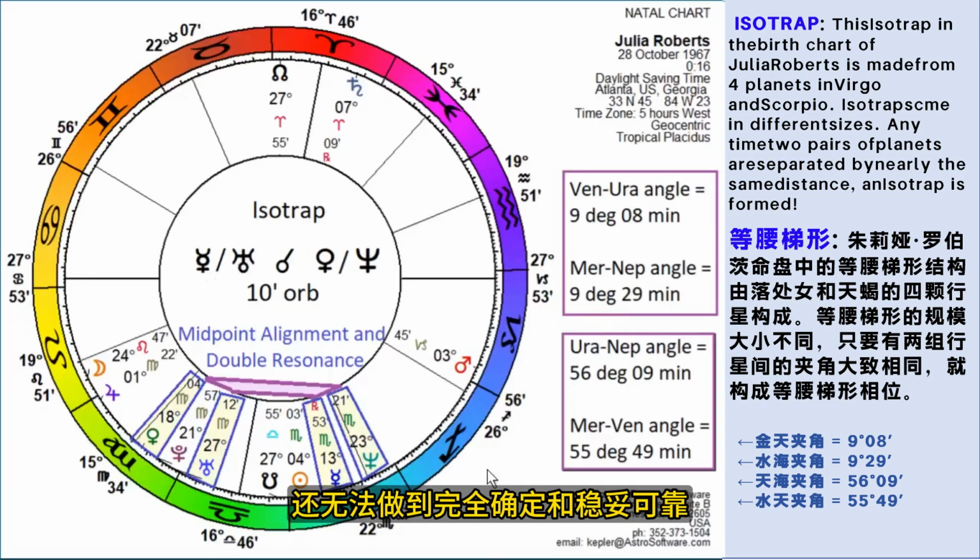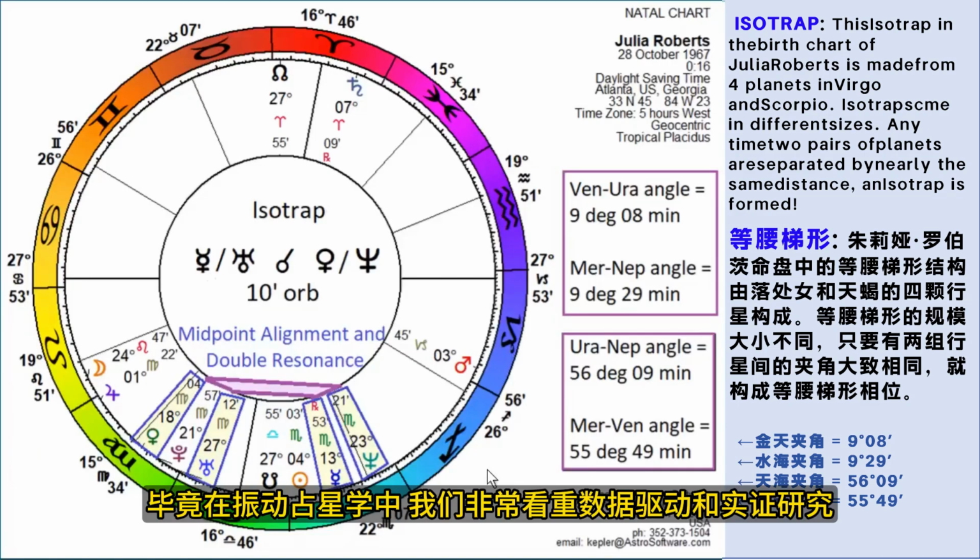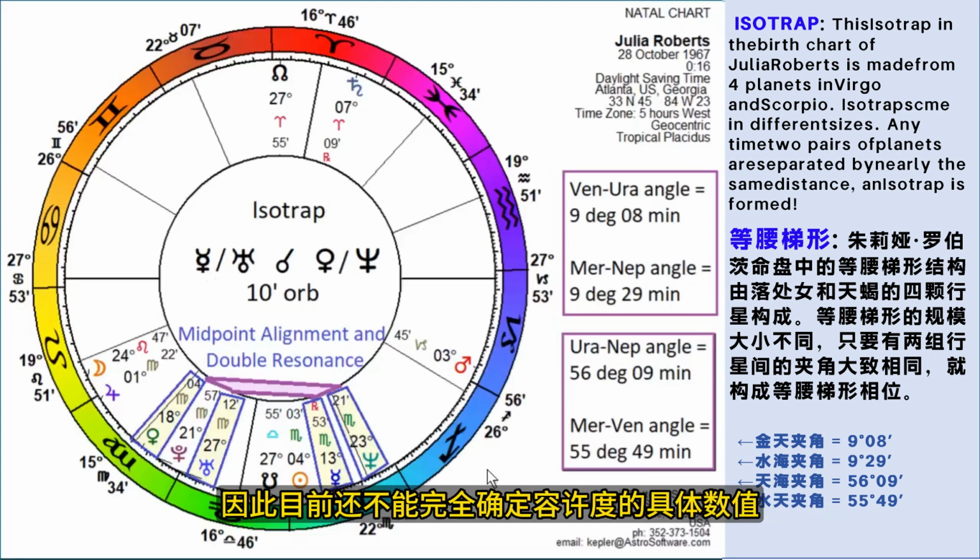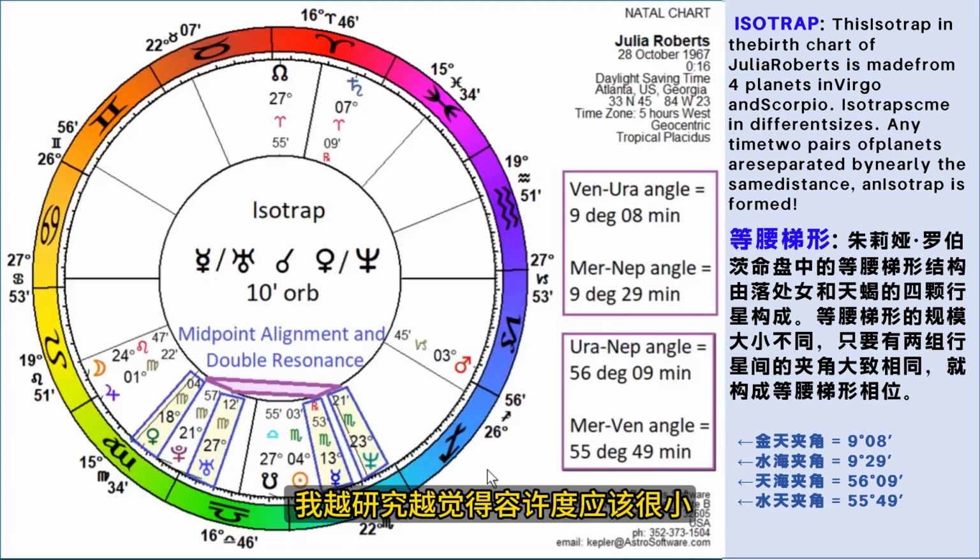You know, we're very, very data-driven, and you might say empirical in vibrational astrology. So we're not entirely certain yet what the orbs are. Over time, I'm inclining more and more to suspect they're very small, but we don't know yet.